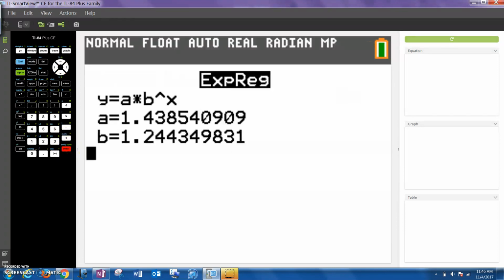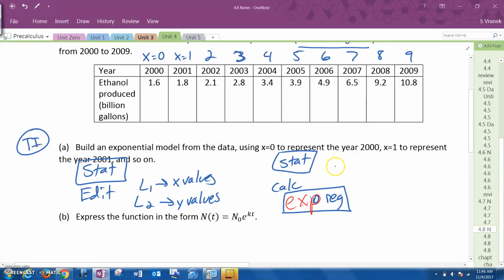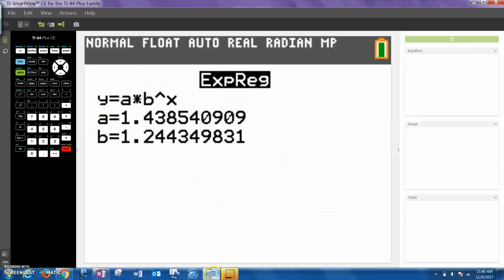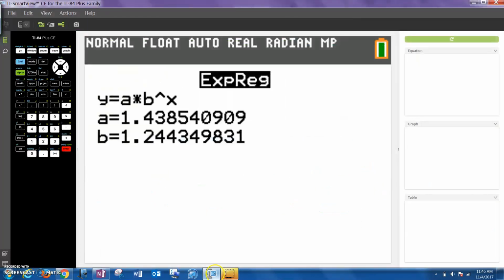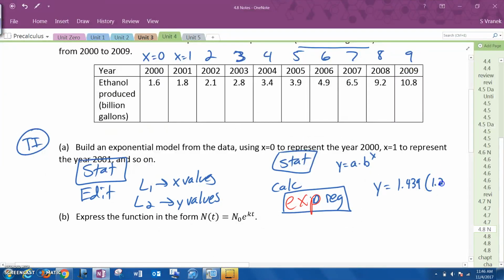And we get this. We get y equals a times b to the x is the model that they give us. So first of all, you have to note that this is going to give you y equals a times b to the x. So here it tells us what a and b are. I'm going to round to 3 decimals. So I get y is equal to 1.439 times, and then the other one was 1.244 to the x. So that is my answer to part A.